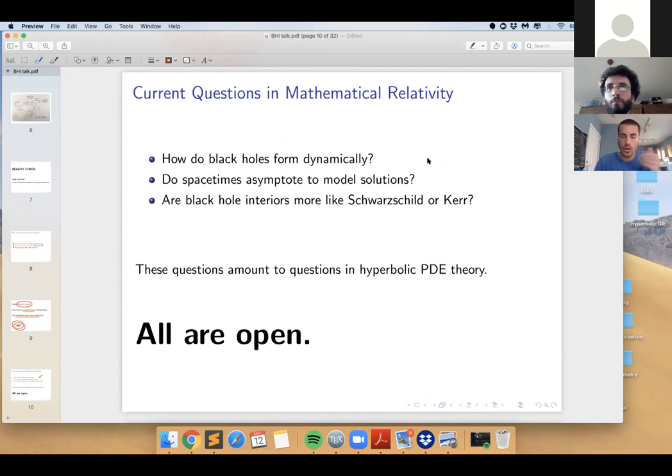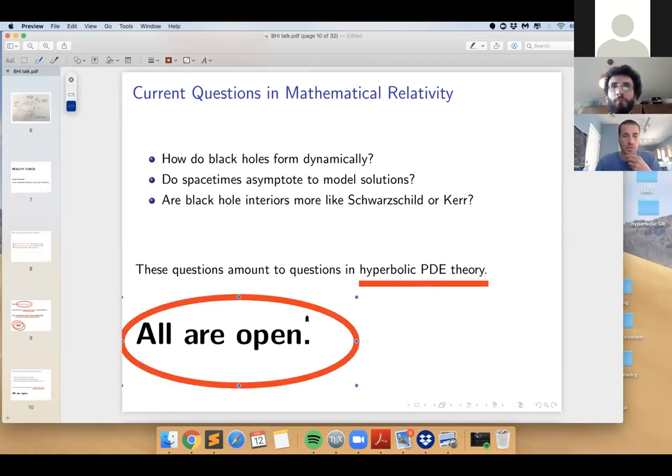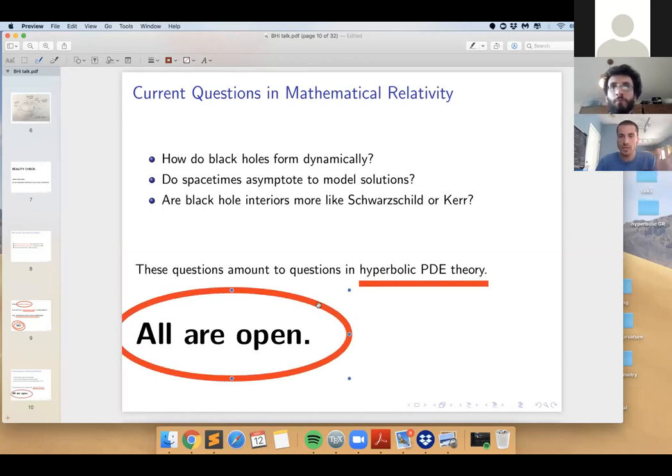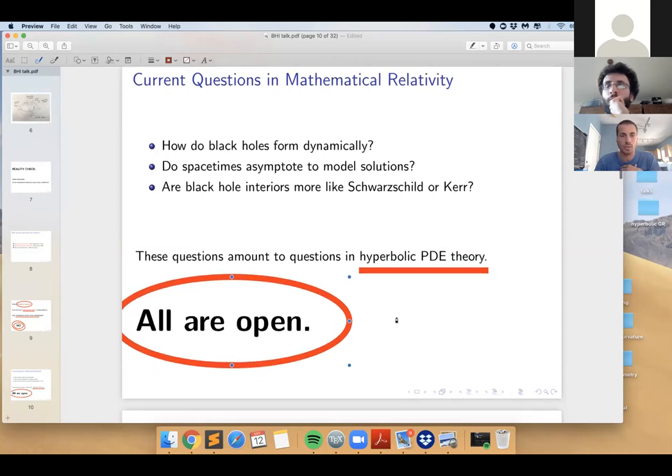And we can also ask questions like, are black hole interiors more like Schwarzschild or Kerr? It's a perfectly reasonable question, which I'll be talking a little bit about. Now, taken in the most serious fashion, these questions amount to questions in hyperbolic PDE theory. It so happens hyperbolic PDE theory is very difficult, and all these questions are fully open at present, right? So there's a lot of things to work on. We're only at the beginning. Mathematical relativity has got lots of problems on its hands, and things are looking good.